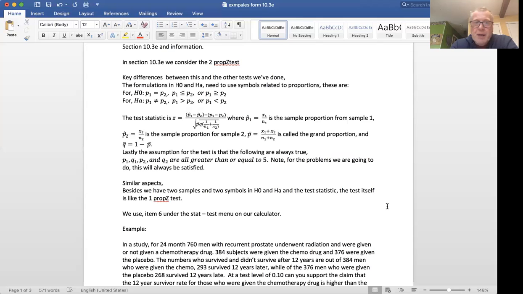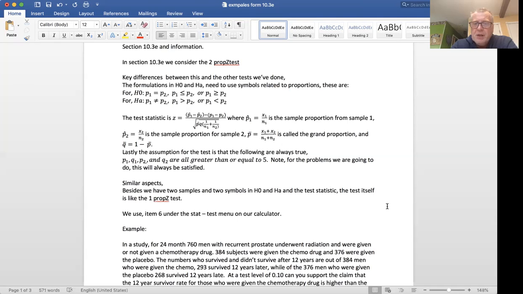We have some preliminaries here, H0. The formulations for H0 could say that the two proportions are equal, and then HA would say they're not equal. Another formulation could say that the first proportion is less than or equal to the second proportion. So the alternative would say that the first proportion is greater than the second proportion. And thirdly, we could say that the first proportion is greater than or equal to the second proportion, which means that the first proportion is less than the second proportion in HA.